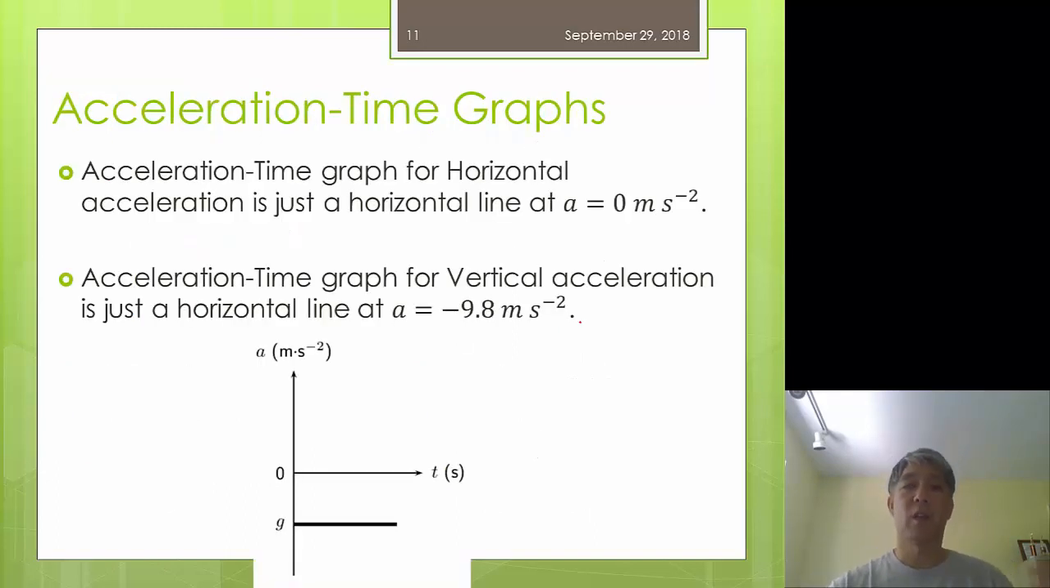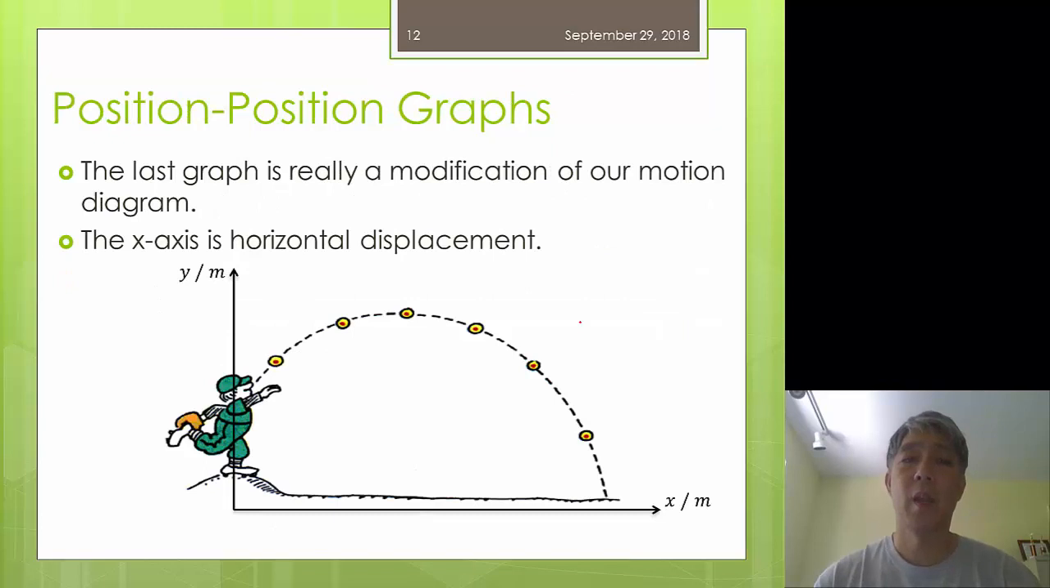So the last graph is our acceleration time graph. It's not very exciting. If I looked at the horizontal one, it's just the horizontal line on the x-axis. Can't even tell it's there. But horizontally, my acceleration is 0 meters per second squared. Vertically, assuming that I have the standard coordinate system, my acceleration is going to be 9.8 meters per second squared, negative. Just constant acceleration.